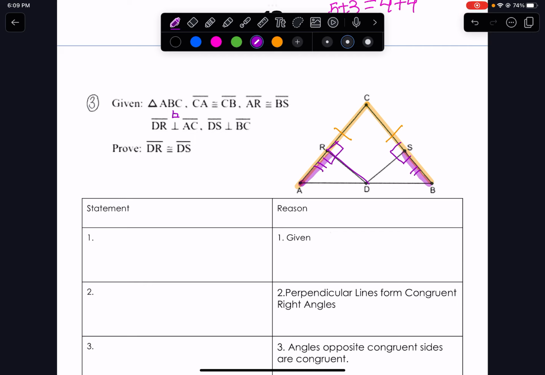So I want to prove that DR and DS are the same. So if I'm looking at these sides, I want to be looking at these triangles. So I'm looking at this guy and this guy. So I want to prove that those sides are congruent using CPCTC. So then I need to show that the triangles are congruent. Okay. Well, first let's write givens, because there's a lot. And then we'll look at the diagram and see what we can say.